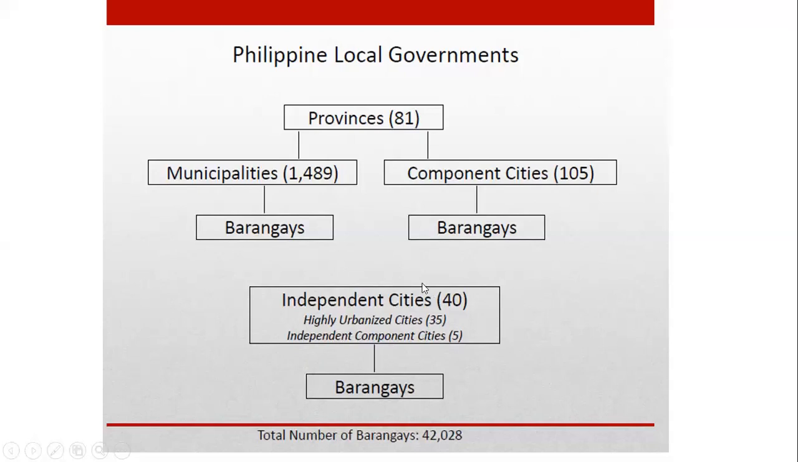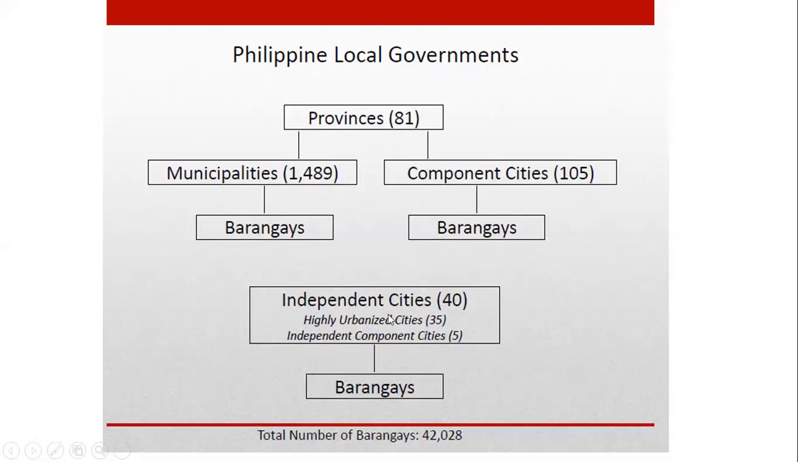However, notice that there are cities that are not under each province, and we call these independent cities. Under each municipality are the barangays. So these barangays report to the municipality, to the mayor. Also, there are barangays in the component cities.